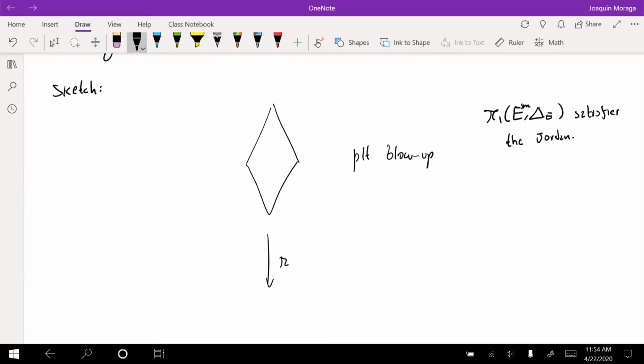So now you have the map pi to x in X. And what you do is you take a small analytic neighborhood around x. Let me call it U. And then you look at the corresponding inverse image here.